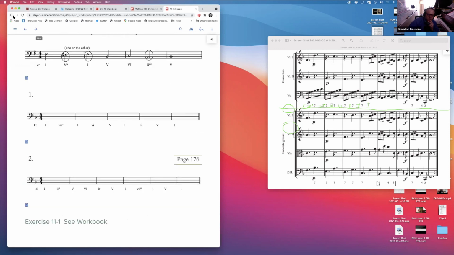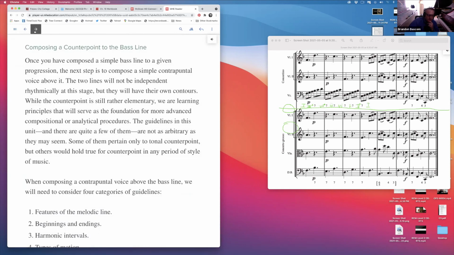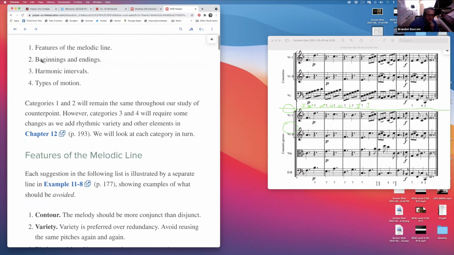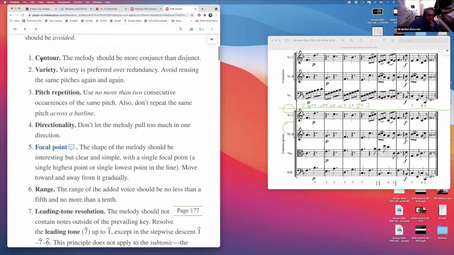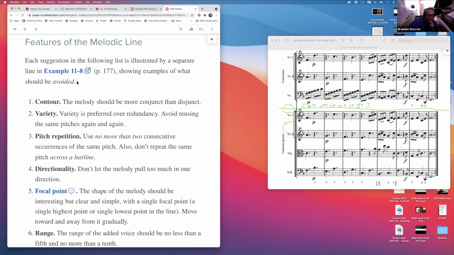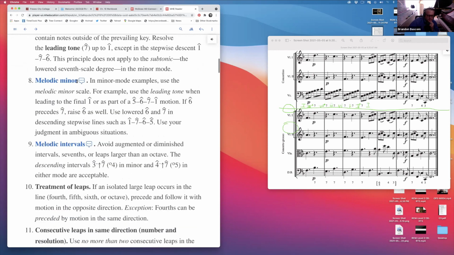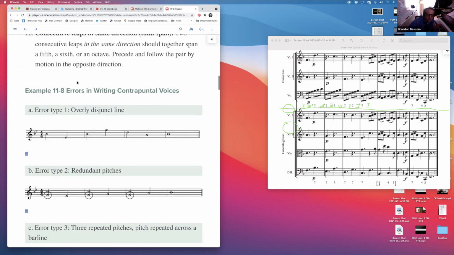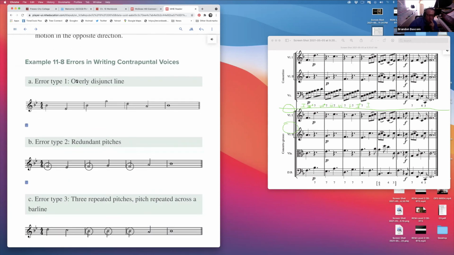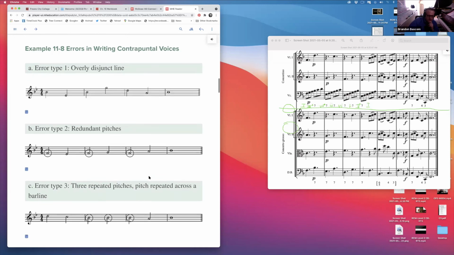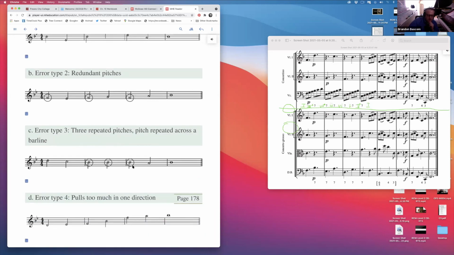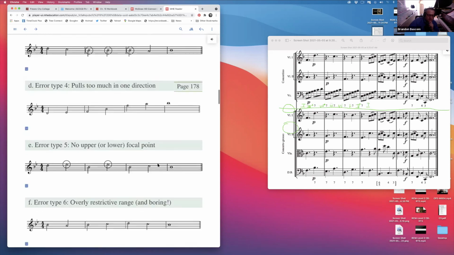So I think you're going to get a baseline. We'll go over this Wednesday. And you have to talk about what the problems are going down this chart. Something like this. All right, what's the problem with this line? Well, it jumps a lot. This one has redundant pitches. We have 3 of the same pitches in the same 4 measures. 3 in a row, especially across the bar line, not good. So these are all the errors, right?